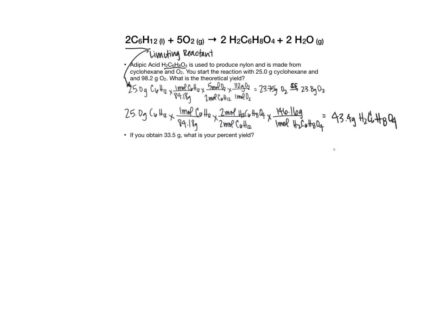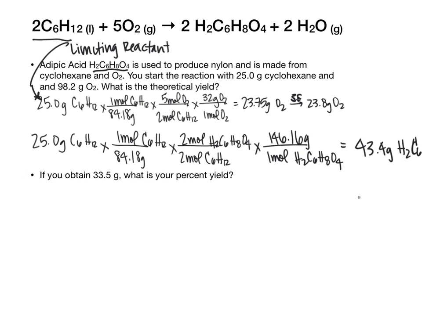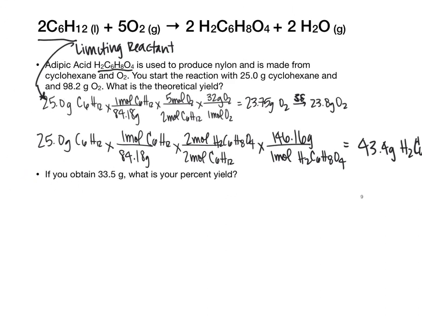So we have a theoretical yield. Sorry. But we only obtained 33.5 grams. So what is the percent yield? So we're going to take our 33.5, we're going to divide that by 43.4, multiply by 100, and that's going to give us 77.2% yield.